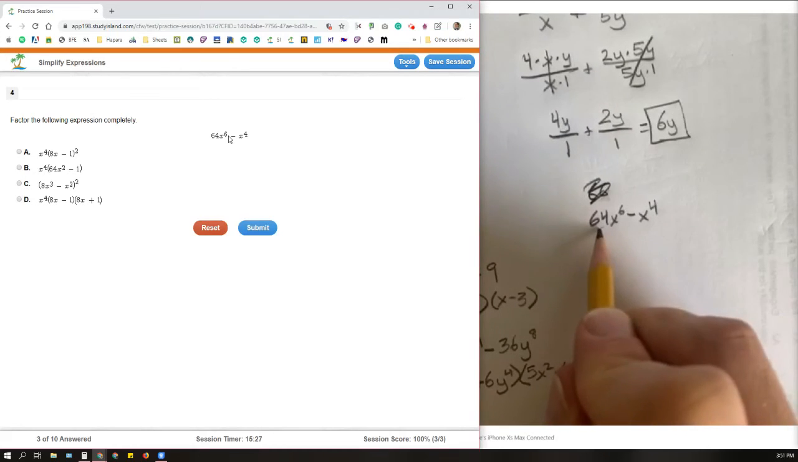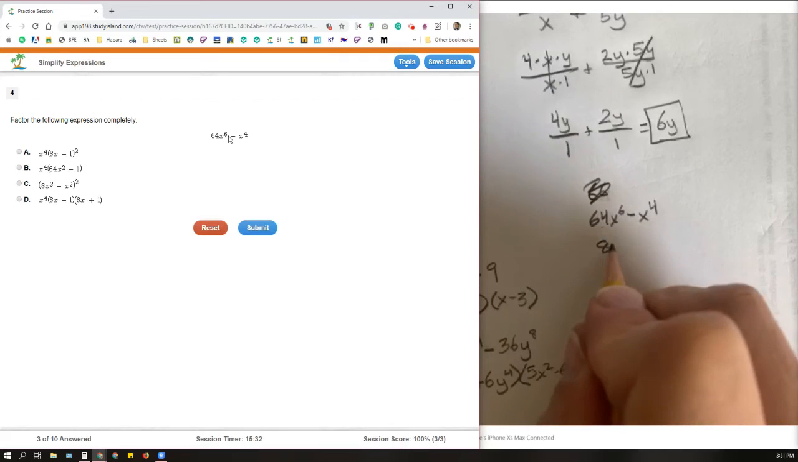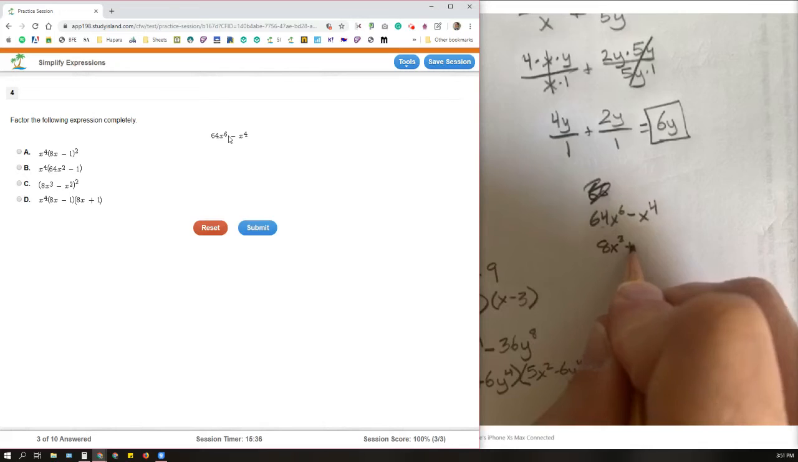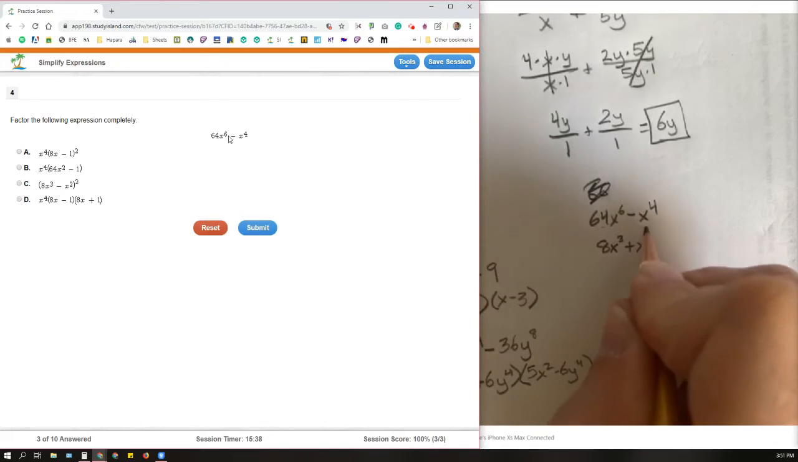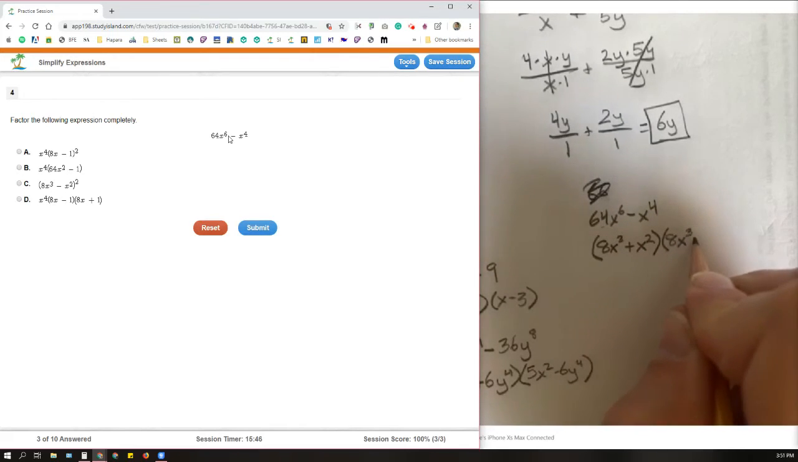So 64 is a perfect square. We get 8. X to the sixth, that's an even number exponent. So x to the third. And that's plus x squared, because x to the fourth can be x squared times x squared. So then I simplify that to 8x to the third plus x squared and 8x to the third minus x squared.